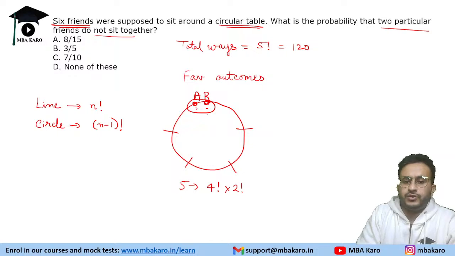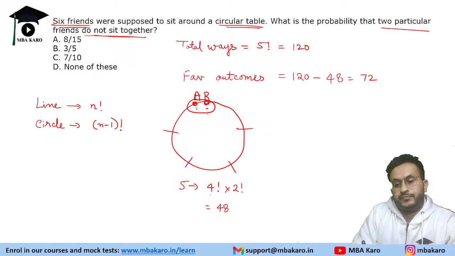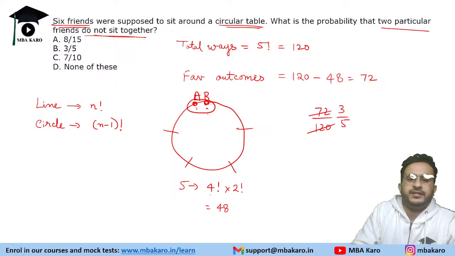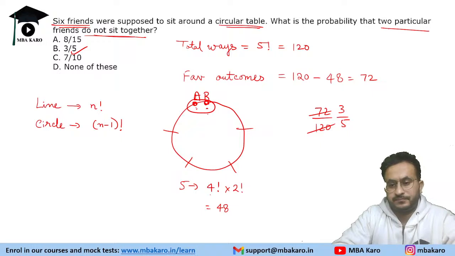Okay, so these are the unfavorable ones, right? We have to find do not sit together. This is the favorable one. So favorable outcomes are 120 minus 4 factorial, which is 24, into 2, 48. So favorable outcomes are 72. So total outcomes 120 and favorable are 72 out of them. So the probability is 3 by 5. Okay, so the required probability is 3 by 5.